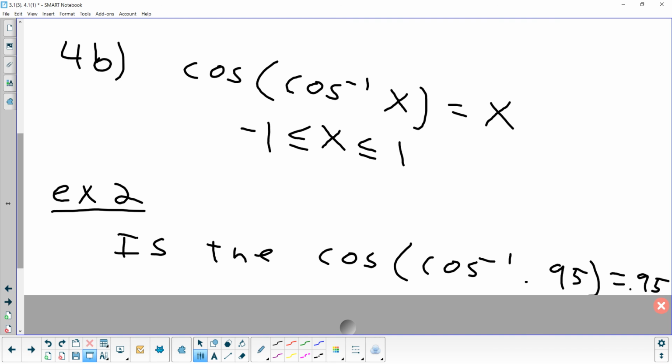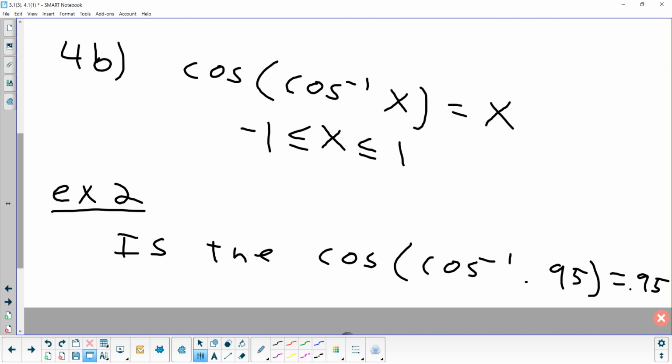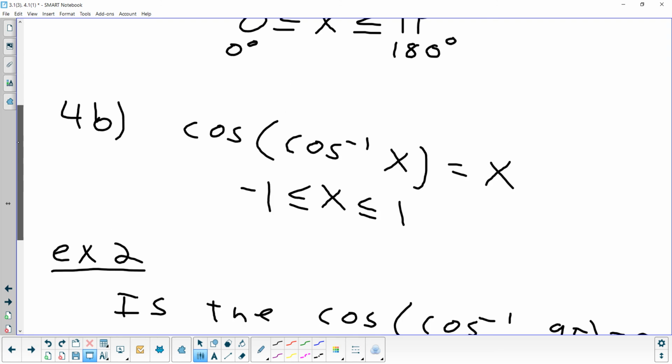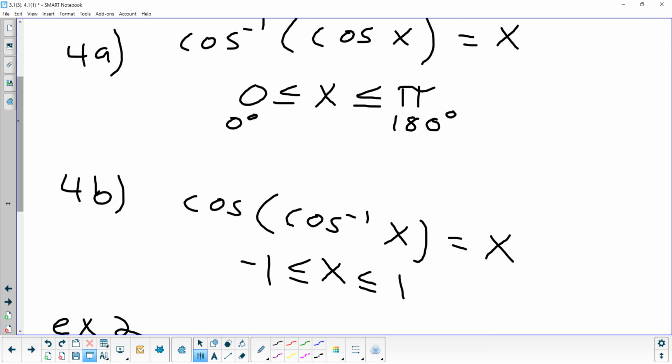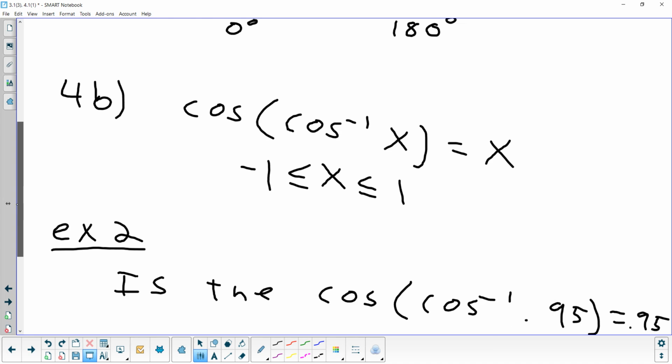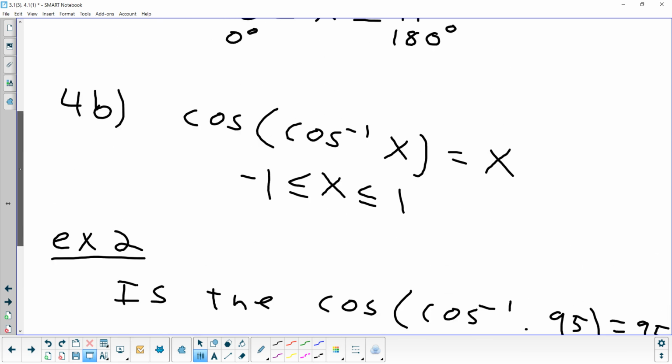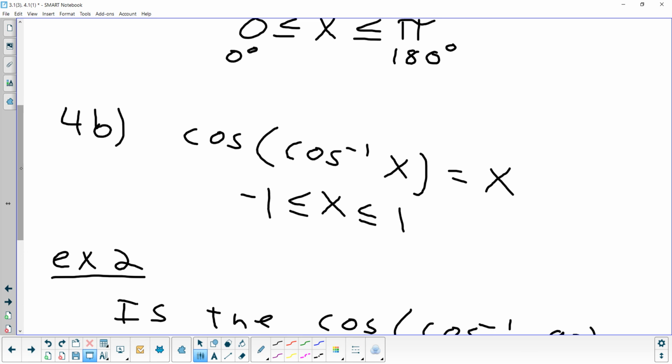I'm not going to go through as many, but let's just try a couple. So Raymond, the cosine of the inverse cosine of 0.95, is that equal to 0.95? What formula are we looking at here? 4a or 4b? Can I see the problem here? Yep. 4b. The inverse is on the inside.